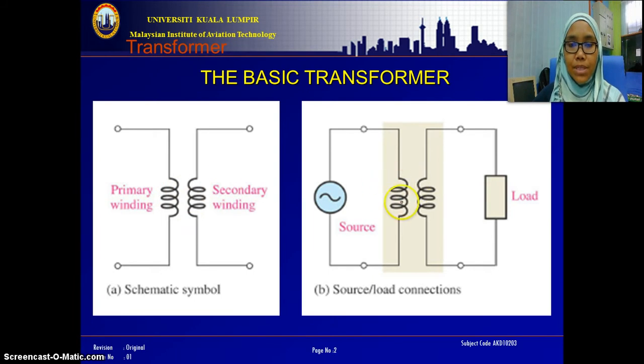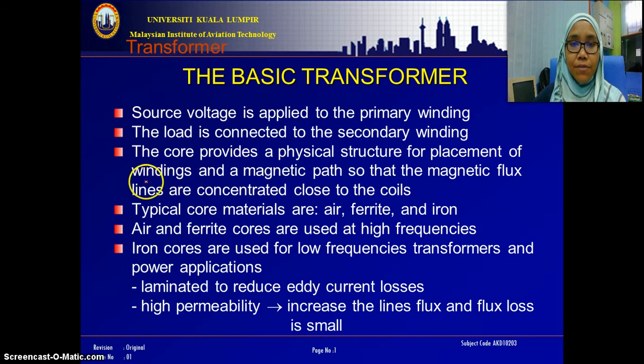The primary winding is always connected to the power source, which is basically AC, and the secondary winding is always connected to the load or the output. And the core provides a physical structure for the placement of the windings and also provides a magnetic path so that the magnetic flux lines are concentrated close to the coils.